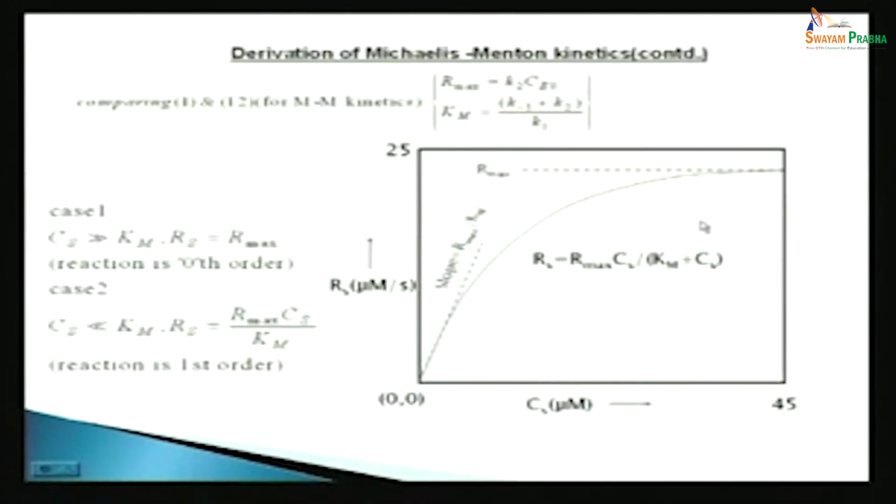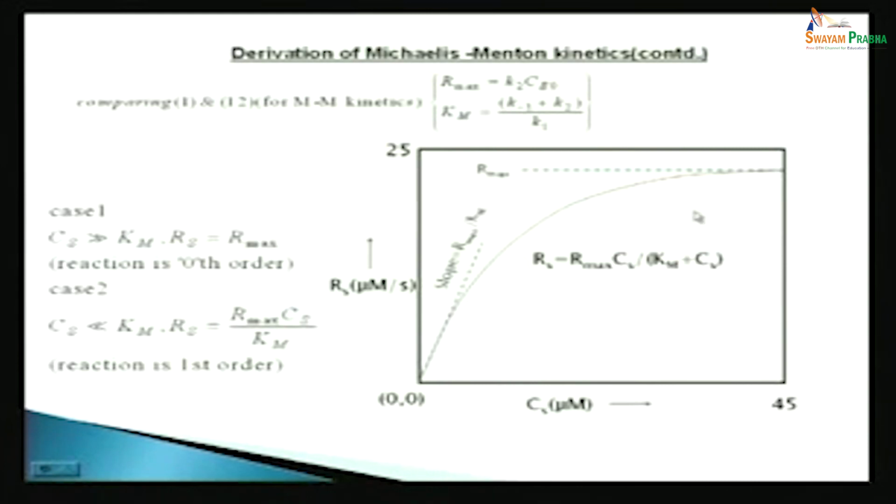Now, what does a zeroth order reaction mean? It means that the reaction rate is independent of the concentration. As a result, Rmax is just a straight line parallel to the x-axis. So these two give me the two bounds for the reaction order. At small concentrations of Cs, the reaction order is first and it's linear. At very large concentrations, the reaction order is zeroth and it's parallel to the x-axis.